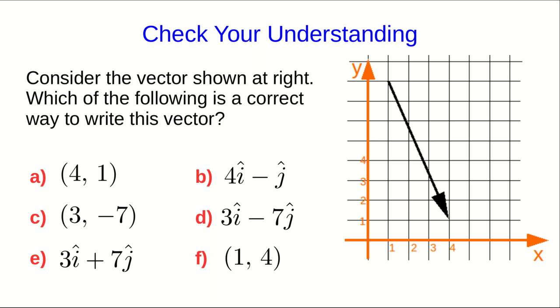Let's check your understanding of this. Here is a vector on a grid, and I want you to choose which of these is a correct way of writing down this vector. As usual, if you're doing this through Moodle, Moodle will ask you this question before taking you to the next video. If you're not doing it in Moodle, then you should still try and answer it before you move on to the next part.